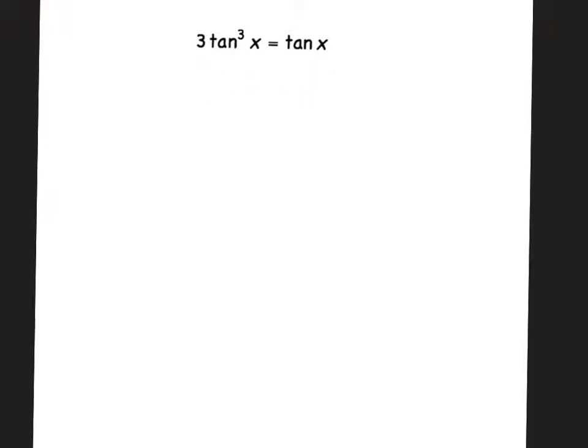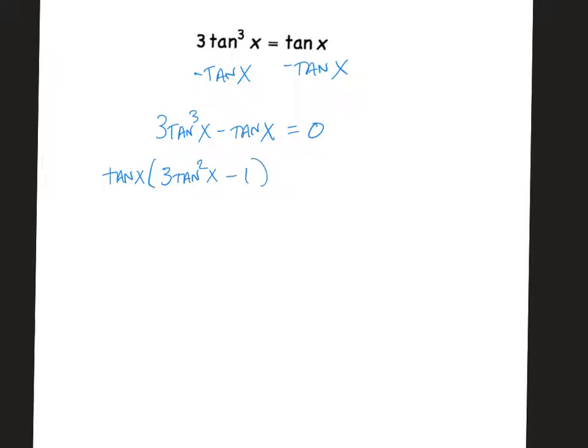Okay, all right. So what can we do instead of dividing? We can subtract it over to the other side. So we will have 3 tangent to the third x minus tangent x equals 0. And now it's similar to the last problem where we can factor out that common factor of tangent x. And when we do that, we'll be left with 3 tangent squared x minus 1. And now that we factored it and it's set equal to 0, we can set each factor equal to 0 and solve.